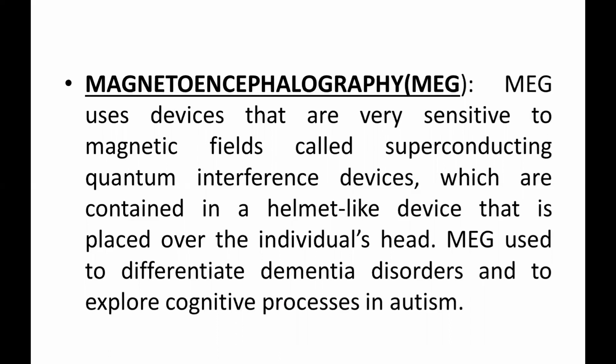Magnetoencephalography, or MEG. While the EEG alone does not allow for the direct identification of areas of brain activation, a closely related technique does. Magnetoencephalography uses devices that are very sensitive to magnetic fields, called superconducting quantum interference devices, which are contained in a helmet-like device. It is placed over the individual's head. MEG has many applications and is being used to differentiate dementia disorders and to explore cognitive processes in autism.